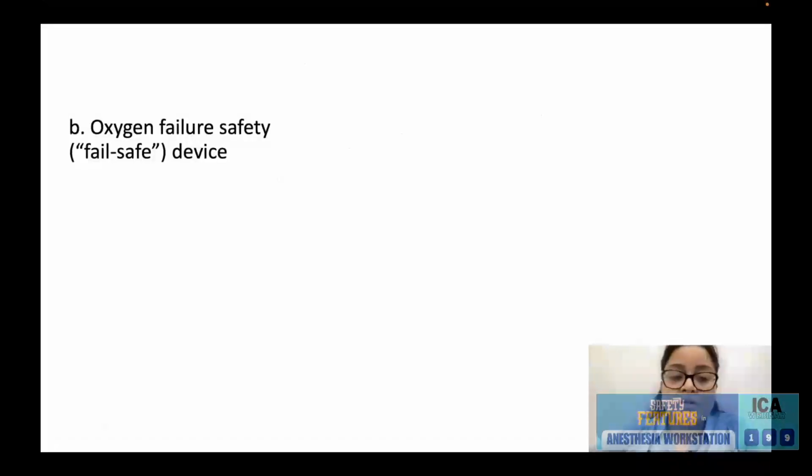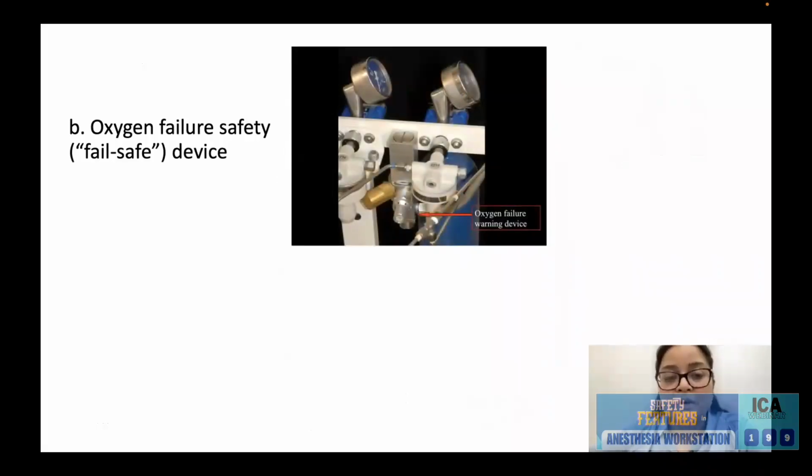So next is the oxygen failure safety device, also known as the fail-safe device. We all know that the most serious catastrophe which can occur during workstation operation is depletion of an oxygen supply, resulting in delivery of a hypoxic mixture. This can occur with cylinder as well as with piped gas supplies.